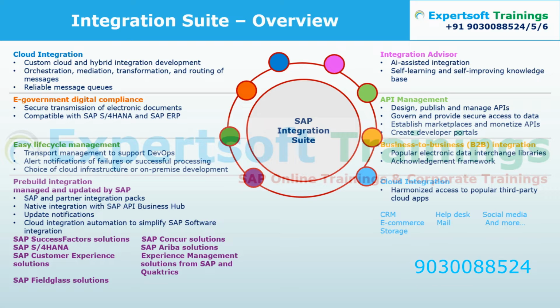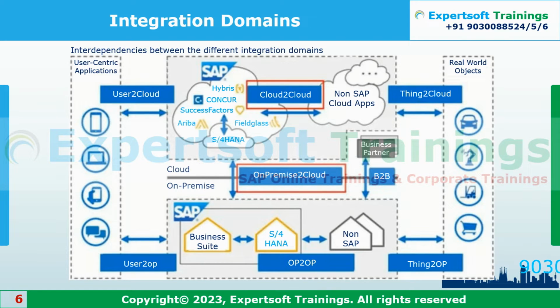Now, this is a very high level overview of the entire picture, right? So what are the various interdependencies between different integration domains? The theme that is emerging here is that on the left hand side, you have user-centric applications, and on the right hand side, there are real world objects, right? Then on the top you have cloud, and below that there are on-premise systems, right?